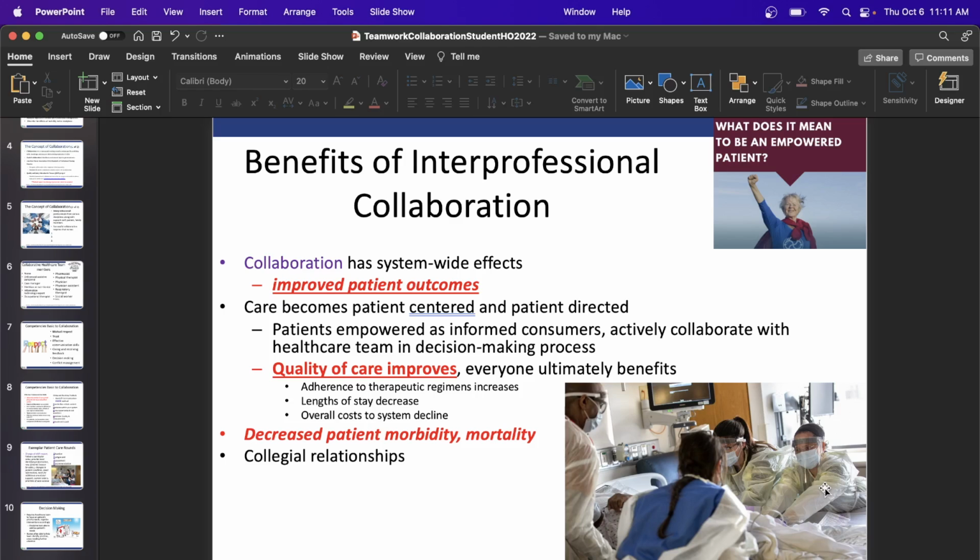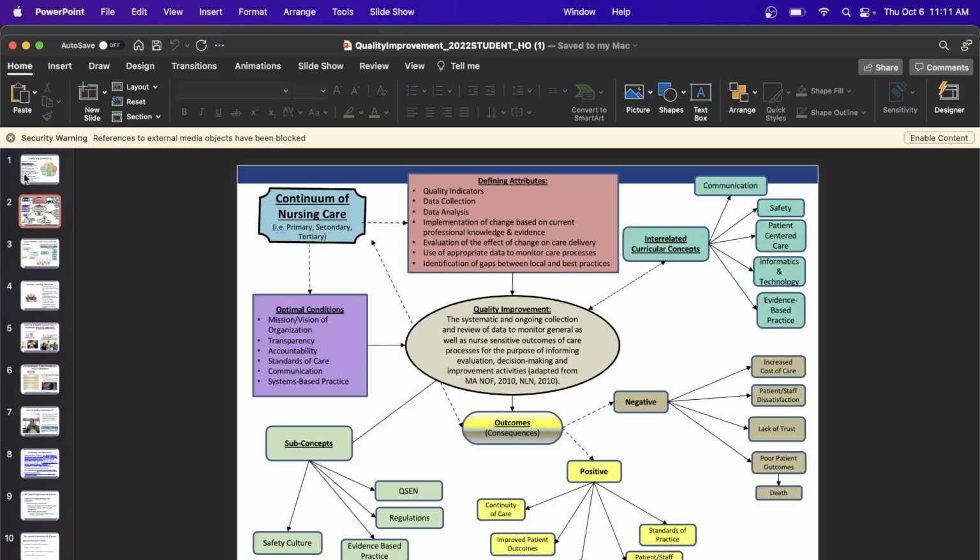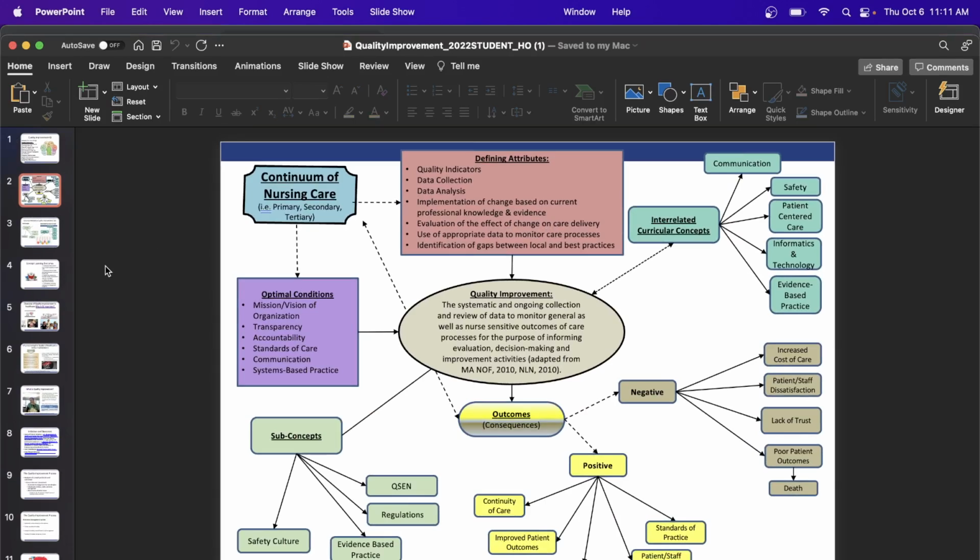All right, so if you can pull out your quality improvement handout.